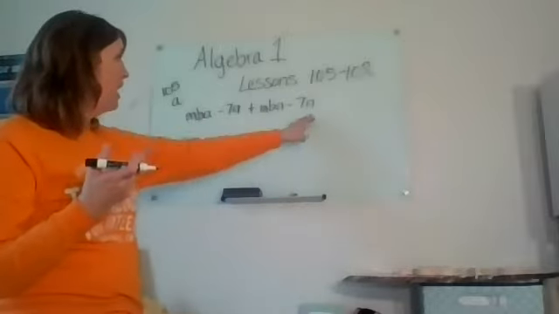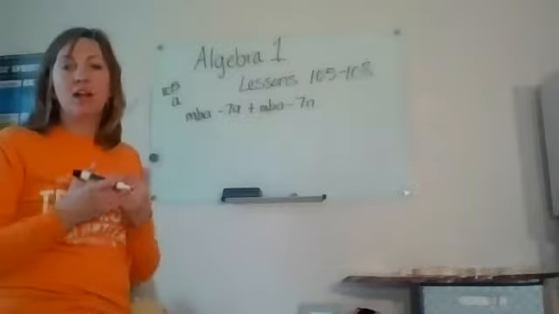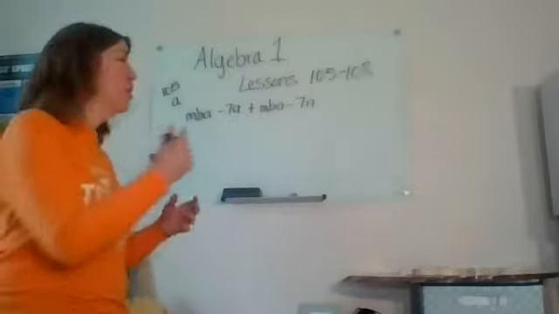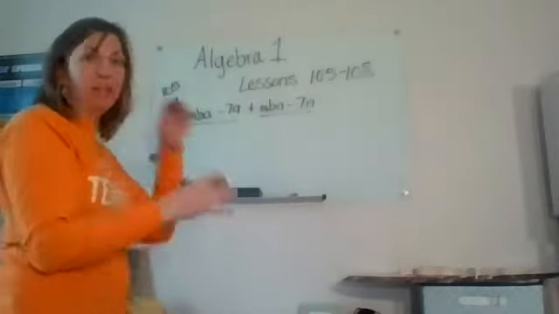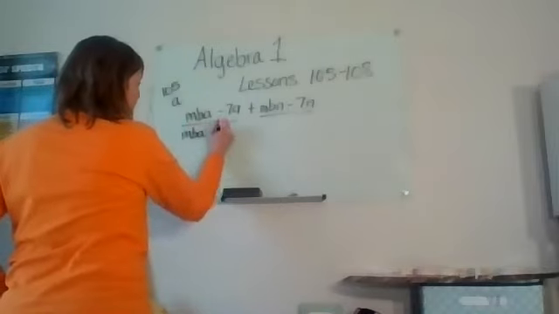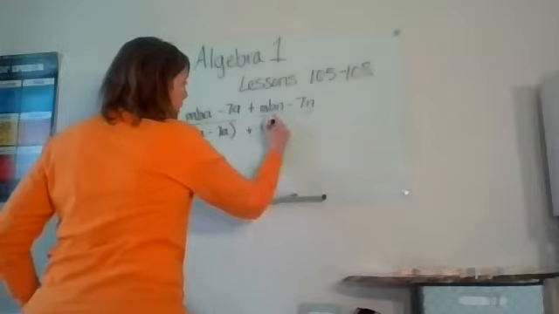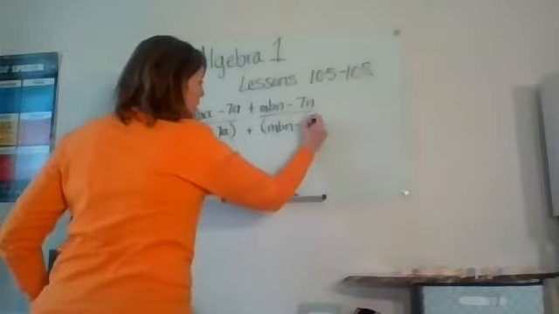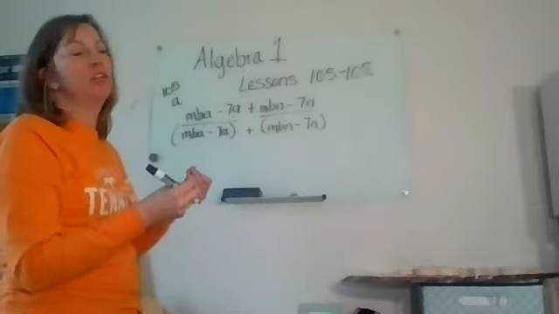There's not an A in all 4 of these. There's not an N in all 4 of these. So there's nothing in common that I can take out of all 4, but your book is showing you, let's separate the 2 and break them into parts. So how do I do that? MBA minus 7A is my first grouping, plus MBN minus 7N is my second grouping. I'm just breaking them apart into 2 different groups.